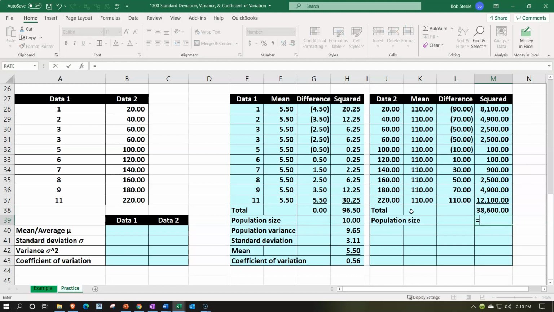Let's do the count: equals the count. So we'll take the count of, and we're going to pick up these numbers. It's just going to count them out. There'll be 10 of them again. Underline, font group, and underline. And that'll give us the population variation, which is going to be equal to the 38,600 divided by the 10. That's going to be the 3,860. So that's the population variation, and then we're going to take a look at the standard deviation.